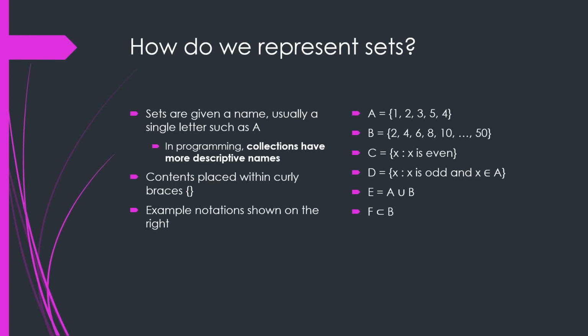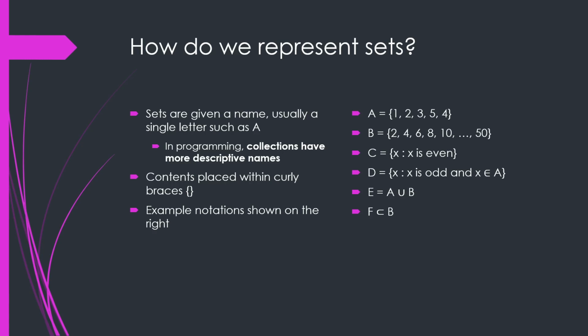And lastly, we have a way to check the contents of a set in relation to another. So in this case, we have F is a subset of B. And this is a true-false statement. So if we were to say F equals 2, 4, 6, 8, 10, then this statement would return true.